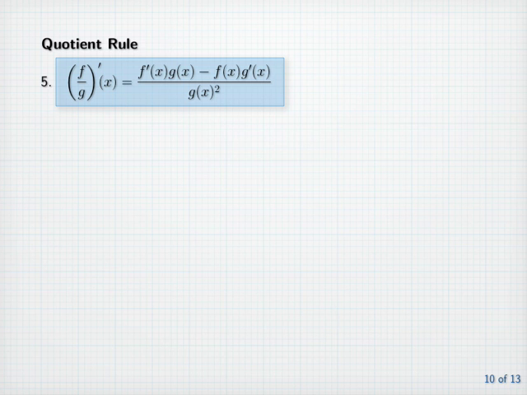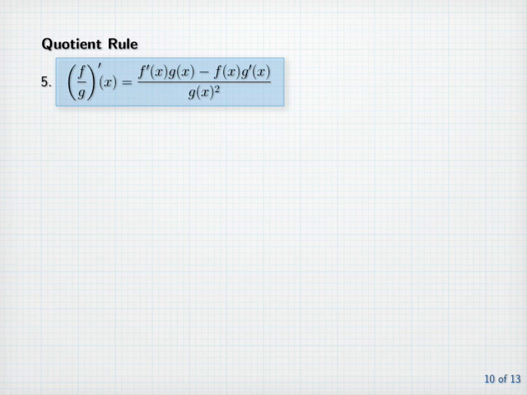Notice that the numerator here looks very similar to the product rule, only instead of adding, we're subtracting, and therefore it's very important to get the order of the terms correct in the numerator. Always just remember that you start off with the derivative of the numerator, f prime of x.